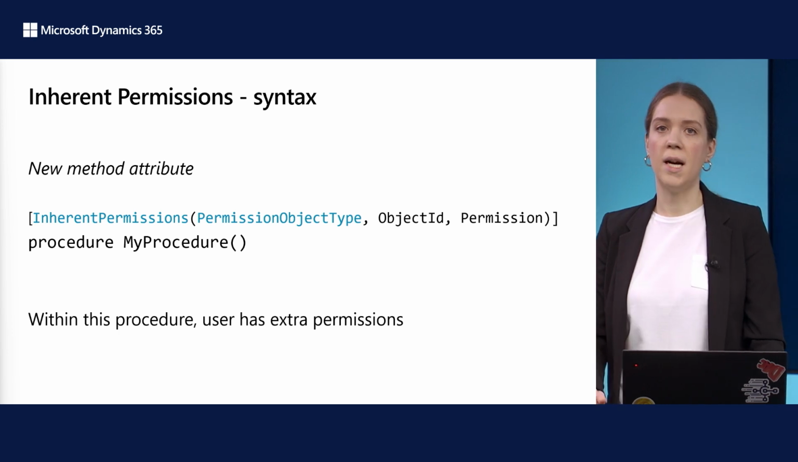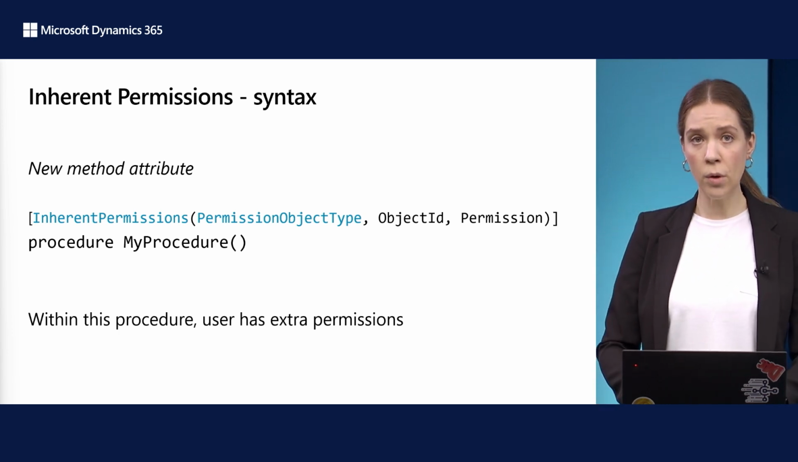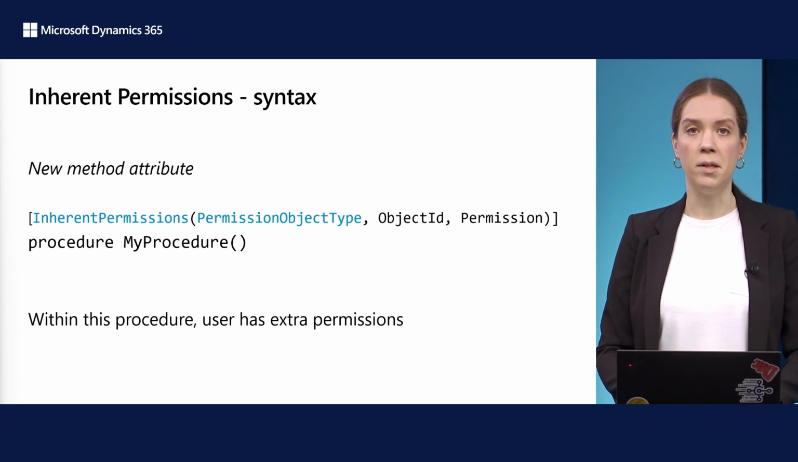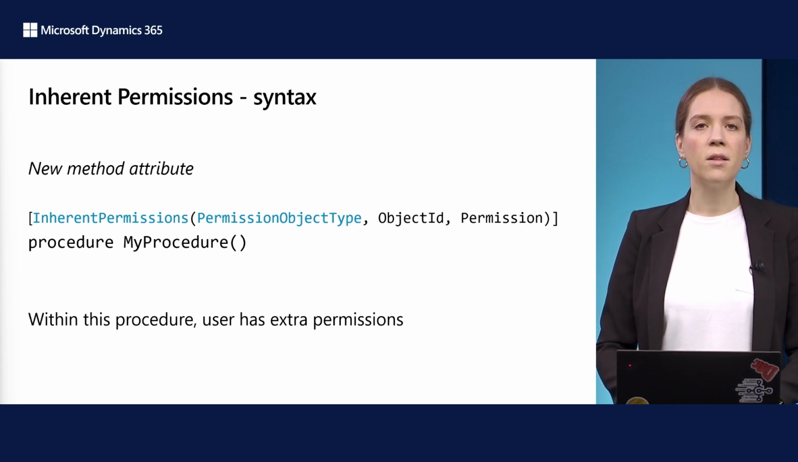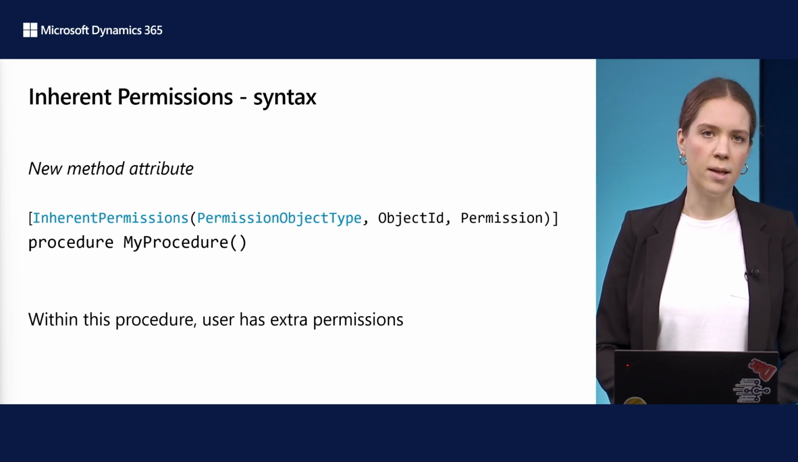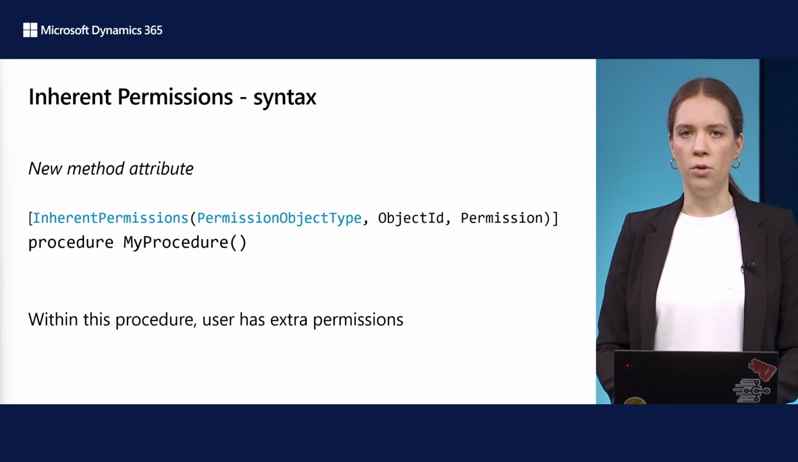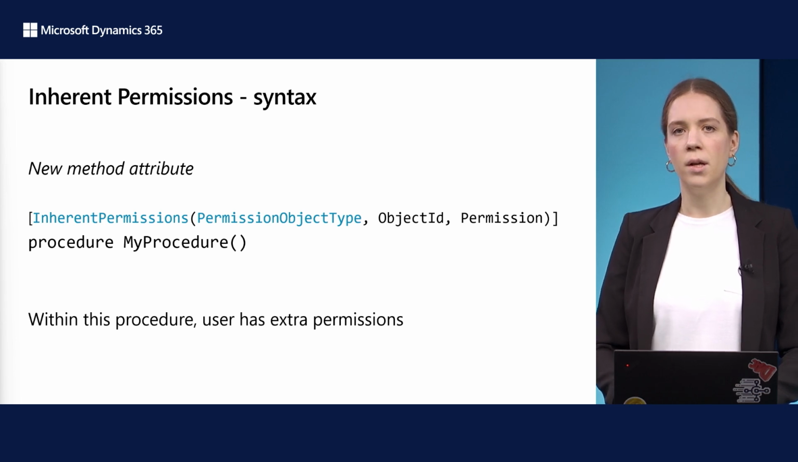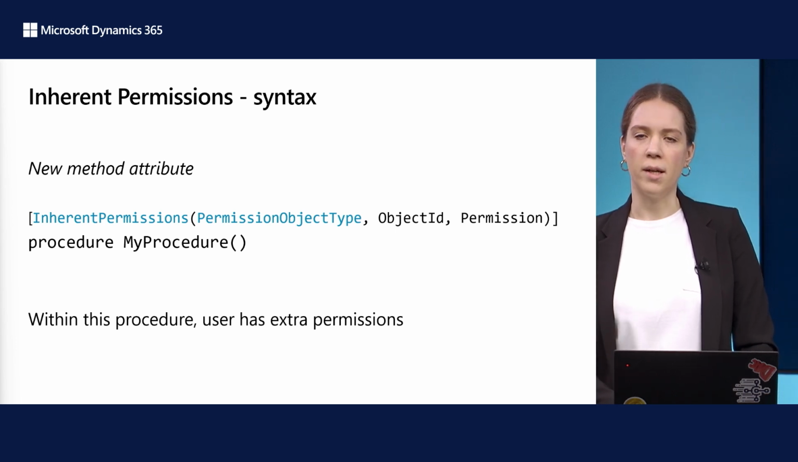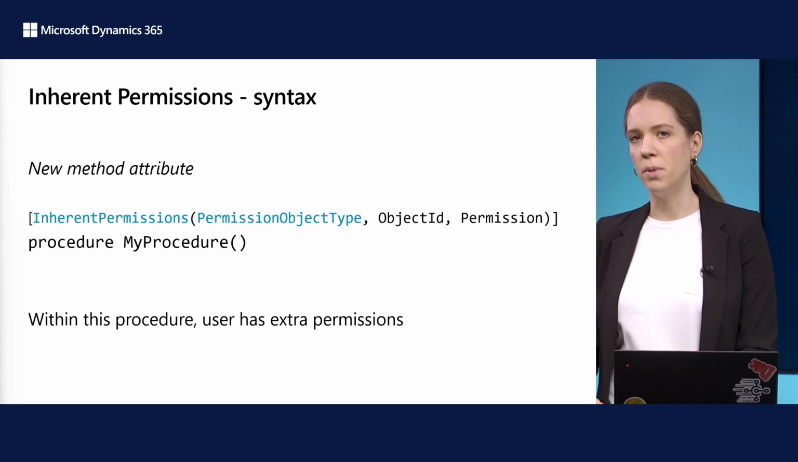Now, how can all of that be achieved? So, a new method attribute called InherentPermissions has been implemented. It has the following syntax. The first argument is permission object type, which is a new AL enum which contains members of object types that can have permissions assigned to them. The second argument is object ID, followed by the actual permissions.